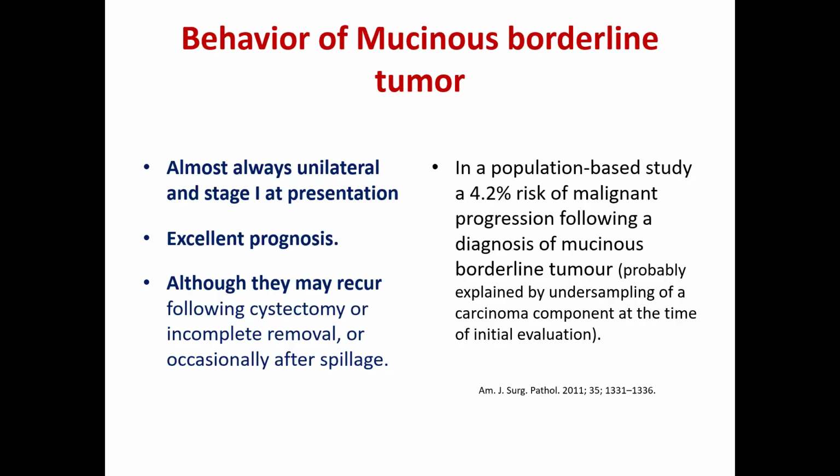There has been some debate about whether the mucinous borderline tumor is a borderline tumor or benign, since it has an excellent behavior. However, it's kept in the mucinous borderline category because there is a risk of recurrence following incomplete removal or spillage, and there is also a risk of undersampling of carcinoma in the borderline tumor, because these tumors tend to be very large. Even if we sample it very well, there will be a very small risk that a small carcinoma may be missed. So they keep it in the borderline category for this. In a population-based study, about 4 to 10% is the risk of malignant progression following diagnosis of mucinous borderline tumor. So it's a very low risk, and this risk is probably explained by undersampling of the carcinoma component at the time of initial evaluation.